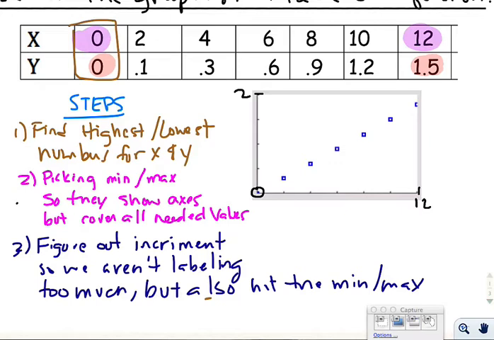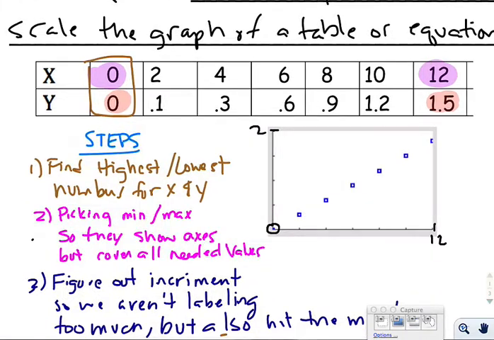All right, so now the last step is we have to figure out an increment so that we aren't labeling too much, but also hit the min and the max. So if I went from 0 to 12 and just counted by 1s, that actually wouldn't be too terrible, but I'm going to count every single number. So my thought process on this is to do a couple things.